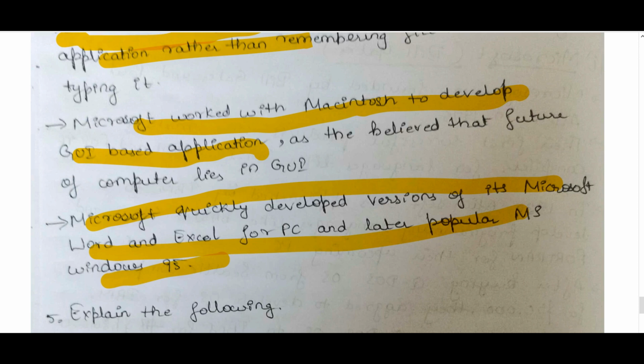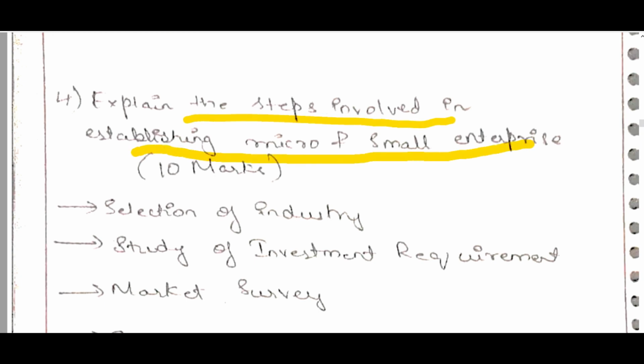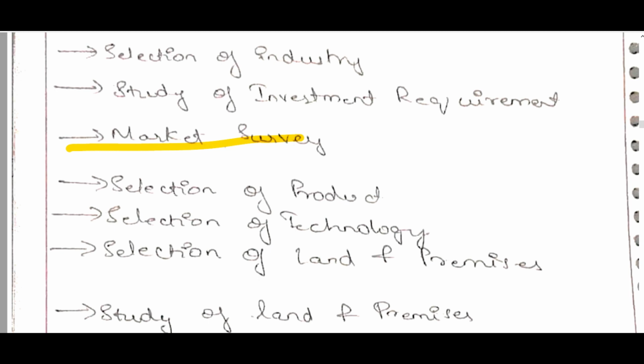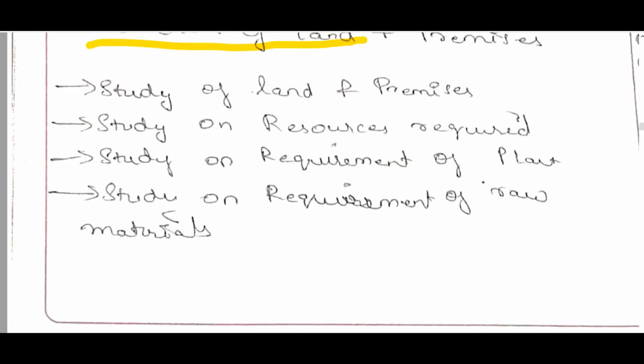So the next question is, explain the steps involved in establishing a micro and small enterprise. I've divided this answer into three or four parts with the help of which you can easily memorize it. If they have asked for 10 marks, this is sufficient.